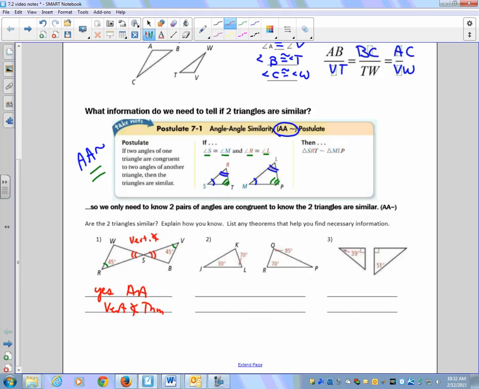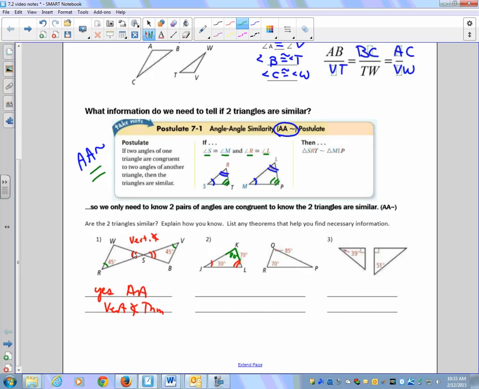Number 2, we have this is 30 degrees. This one is 70 degrees. We don't know this one right here. They haven't told us what that angle is. Could we figure out what that angle is? Sure. The three angles of a triangle add up to 180. So 30 plus 70 is 100. That means angle K must be 80 degrees.